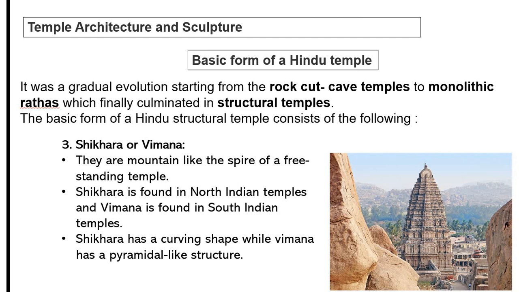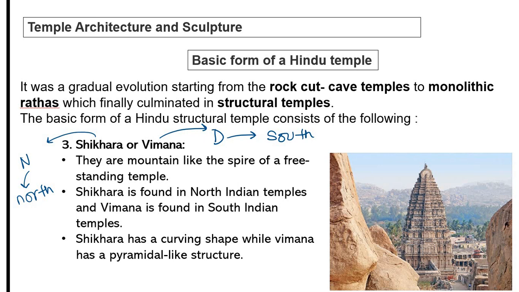Then comes the Shikhar or Viman. Shikhar or Viman are the top of the temples. The top of the temple is known as Shikhar in the Nagar style temple and Viman in the Dravid style of temple architecture. Nagar style of temple architecture is seen in north of India and Dravid style of temple architecture is seen in south of India.